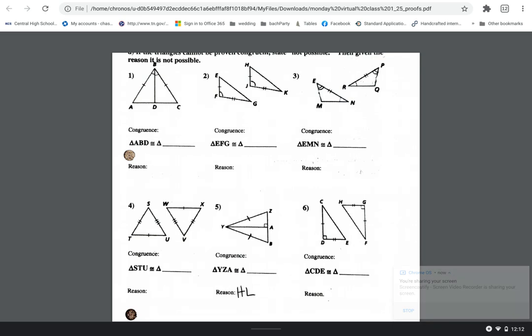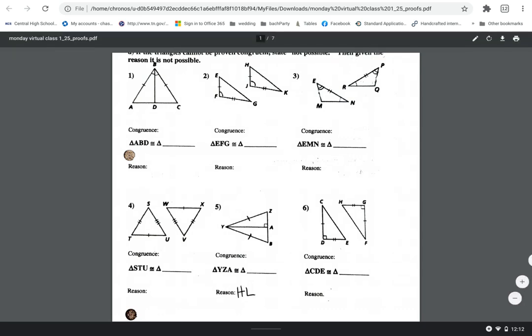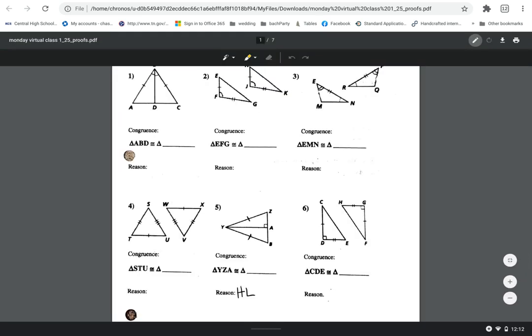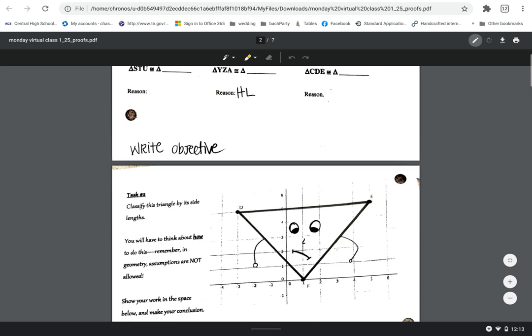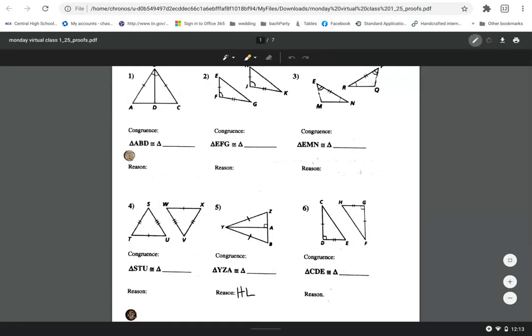Hey, everybody. This is the packet that I passed out to you on Friday. It cut off the top of mine for some reason, but yours should say Monday virtual class or Monday 125 at the top. Okay. All right. So this is your bell work, I'm pretty sure. Yes. Okay. So make sure you do this.